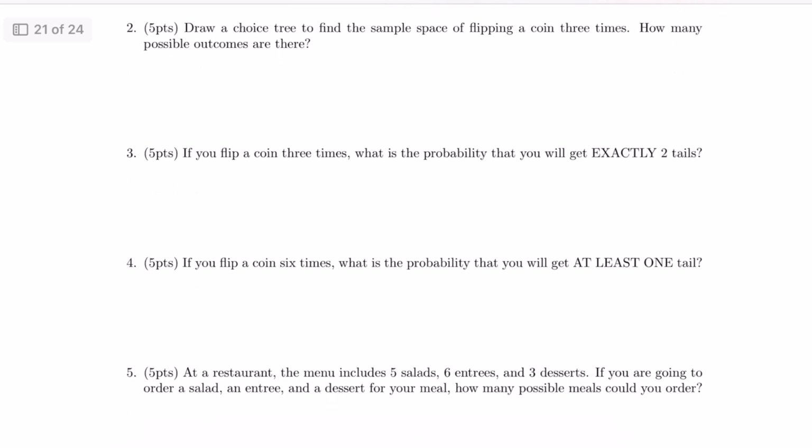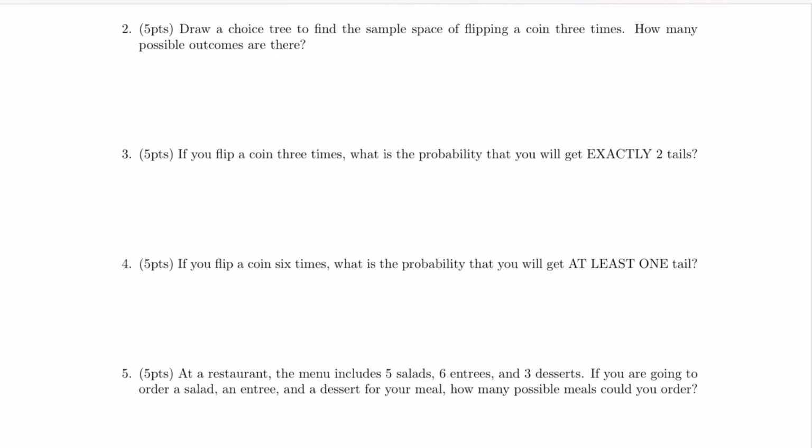On question 2, it says, draw a choice tree to find the sample space of flipping a coin 3 times. The way that you would do this is you would say, okay, my first coin flip could either be a head or a tail. My second coin flip could either be a head or a tail, regardless of which one I got as my first choice. And then my third coin flip could also be a head or a tail. So it's going to look something kind of like this.